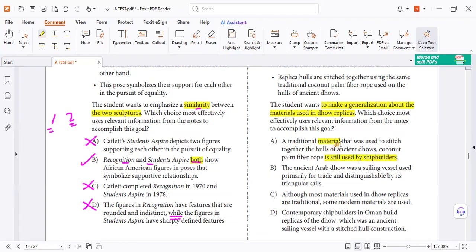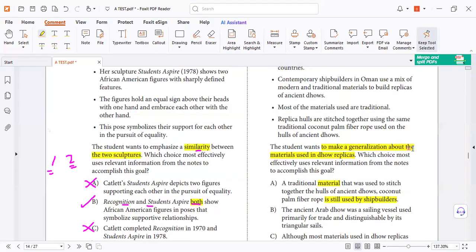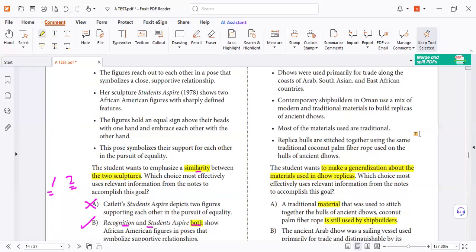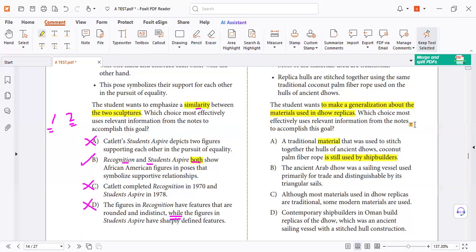The problem: the phrases and clauses between subject and verb. The material is still used. Do we have that here? Or he said here, most of the materials used are traditional, but not used often. Did he mention the material itself? So no. No.